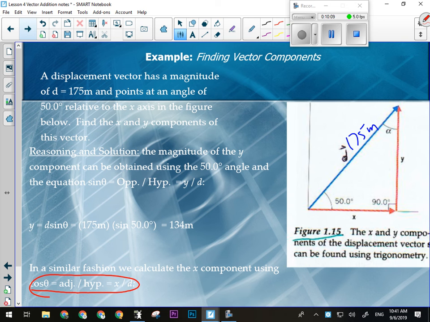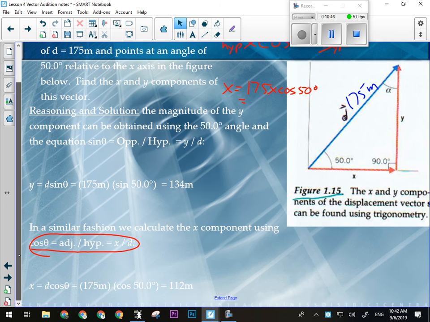Remember that the cos of theta equals adjacent over hypotenuse. So if I want to find the adjacent side, I multiply both sides by the hypotenuse, and that'll get me the adjacent side. Everybody okay with that manipulation? So that's what we're doing here. For this one in particular, x will equal 175 times the cos of 50 degrees. All right, and that should give us 112 meters.